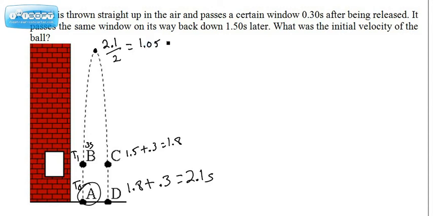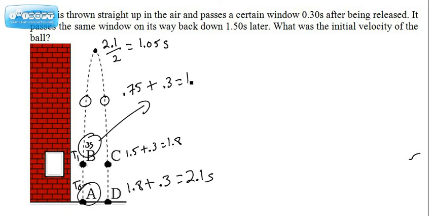1.05 seconds. The other way of looking at it is, if it took 0.3 seconds to go to B and 1.5 to go up and over, then half the path is 0.75, so it would be 0.75 plus my original 0.3 seconds, which is 1.05 seconds. So it's the same answer, two different ways of coming to it.